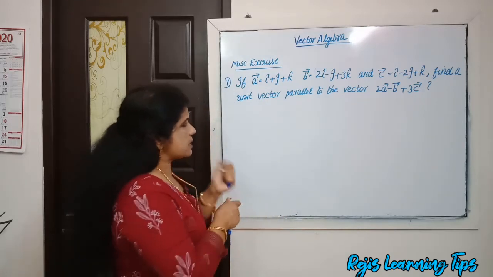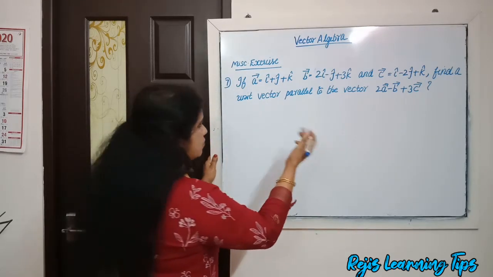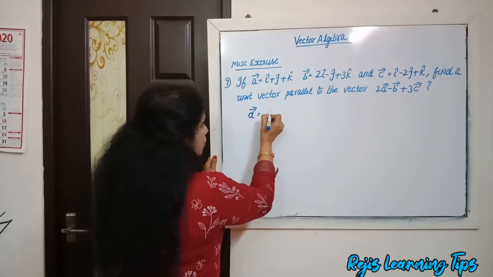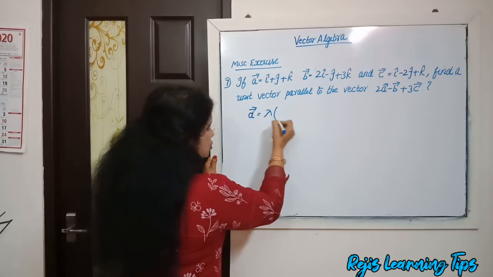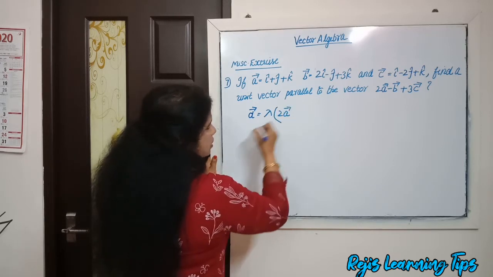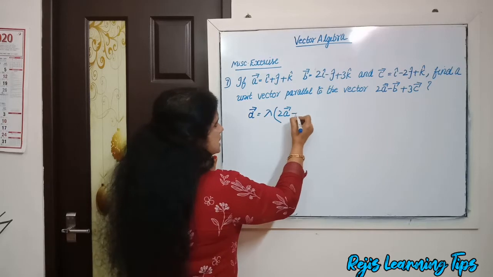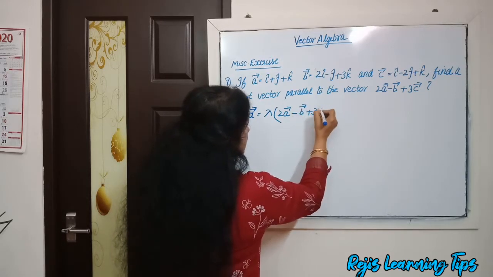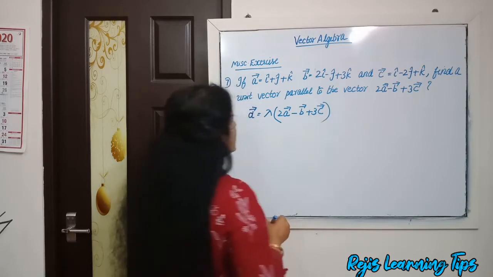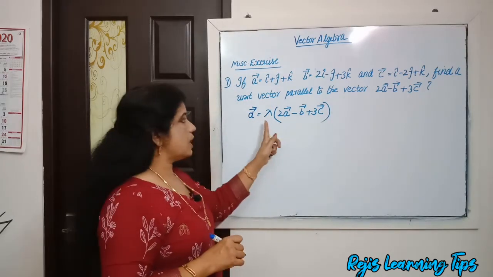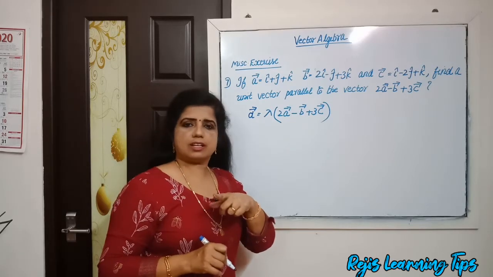Here we can represent the vector parallel to the given vector, that is vector D, as lambda times of 2A vector minus B vector plus 3C vector. A vector parallel to the given vector is equal to lambda times of that vector.